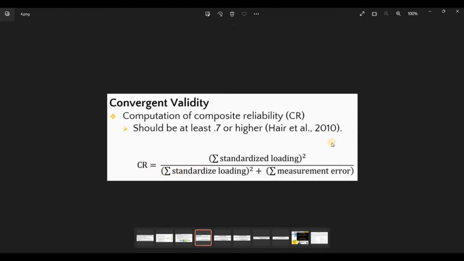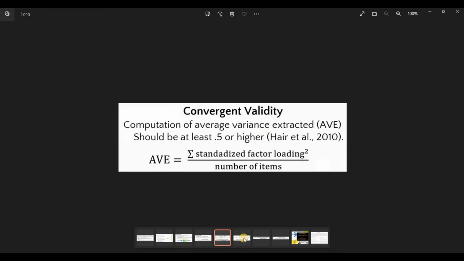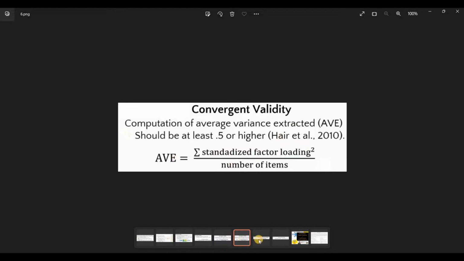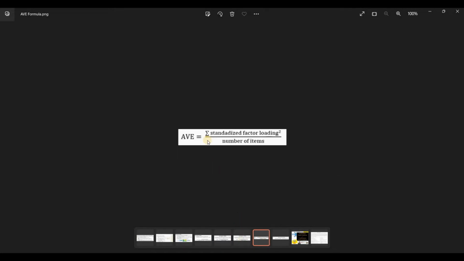And then convergent validity, this is the formula of convergent validity. Again, 0.7 or higher, and this should be significant. And the formula for convergent validity is the AVE: the standardized factor loading squared, over the number of items.